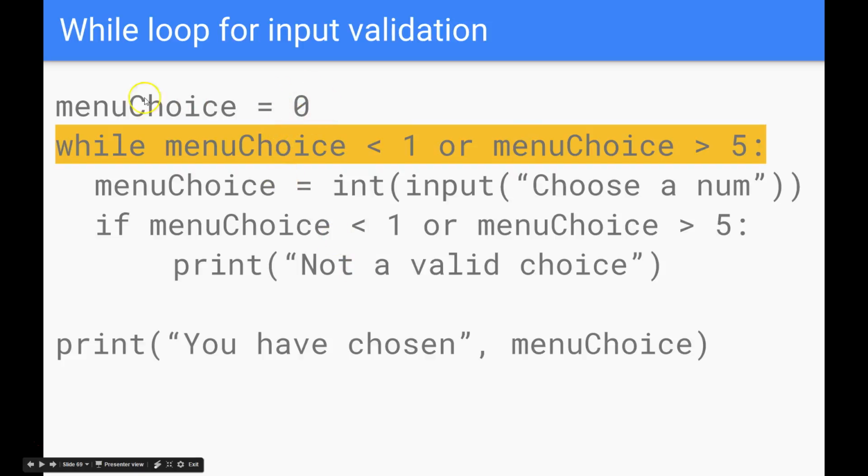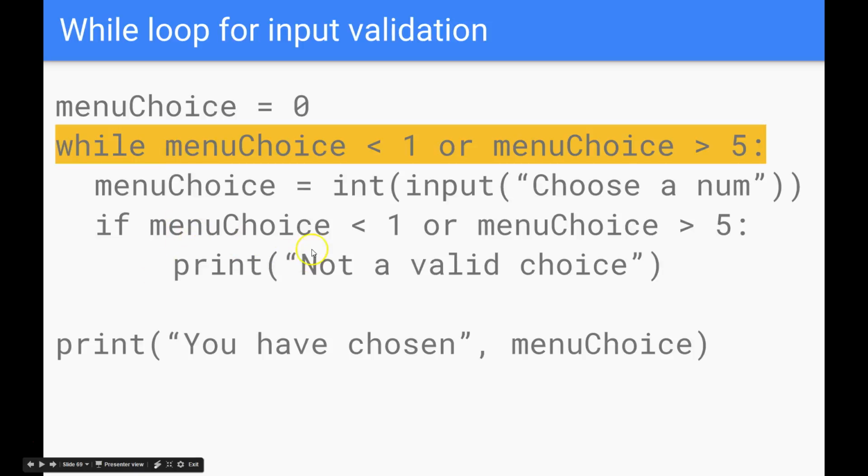That's why we've got this line at the top putting menu choice equal to 0. So the first time we get to this statement here, menu choice is less than 1, that's true, therefore this whole condition is true, and we will go through the loop. We'll ask the user to enter in a number. If they put less than 1 or greater than 5, we'll say it's not a valid choice. Then we go back up to the top, and depending on what they typed in, this will be either true or false. If it's false, it means we have a valid number, and we'll go down to this print statement. Otherwise, we'll go back through the loop and ask them to type in another number.